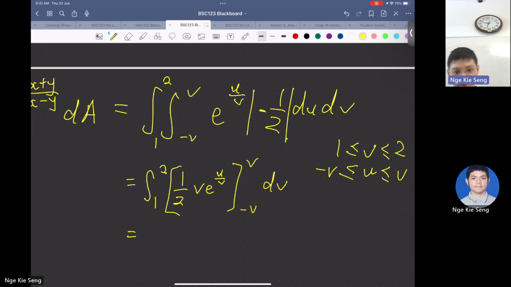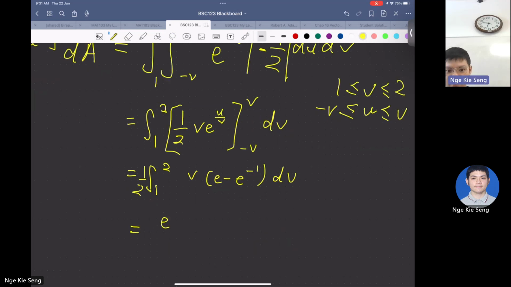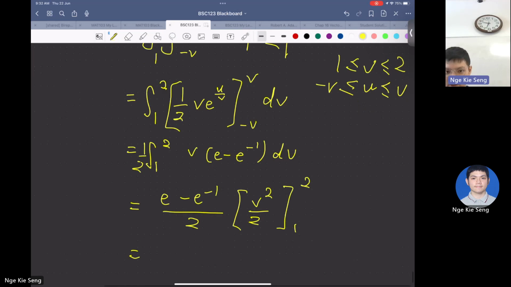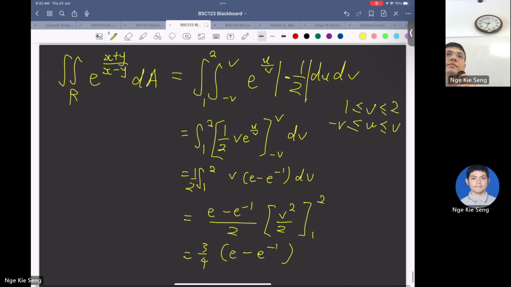Okay, continue. Anyone finish computing this? e minus e to the minus 1 dv, and then e minus e to the minus 1 over 2, or v squared over 2 from 1 to 2. So you get 3 over 4 times e minus e to the minus 1. Okay, so you get this.